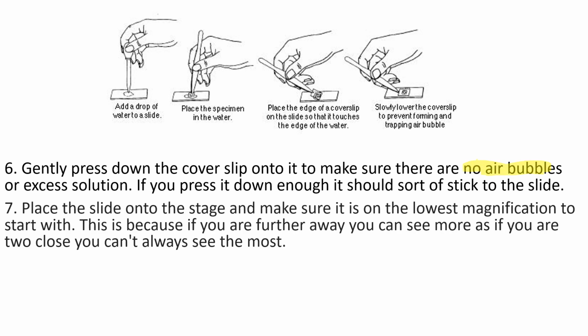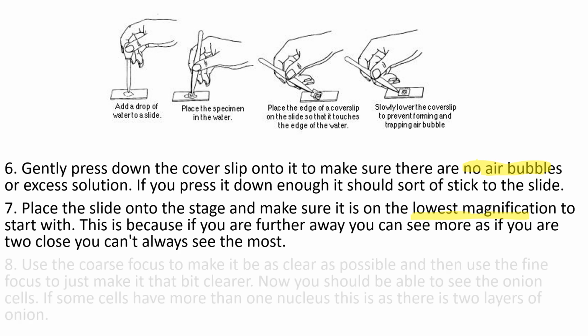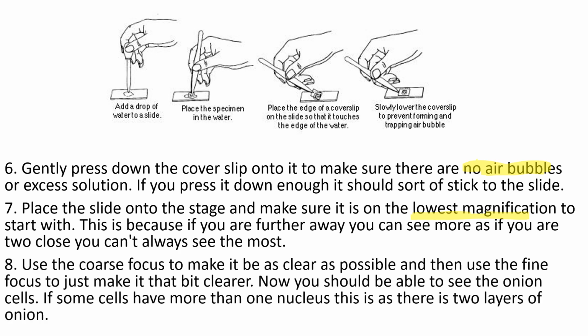Okay, and then you place it on the slide, and first of all you use the lowest magnification. Now the reason you use the lowest magnification is because you have what we call a wider field of view to start off with, and then you focus in using the higher magnification of the objective lens. So you always use the smallest objective lens first, with the lowest magnification, because it has a wider field of view. And then you would use the coarse focus, and then the fine focus, to bring it into focus for your eyes.